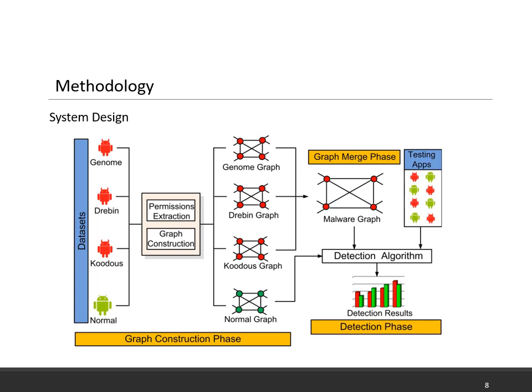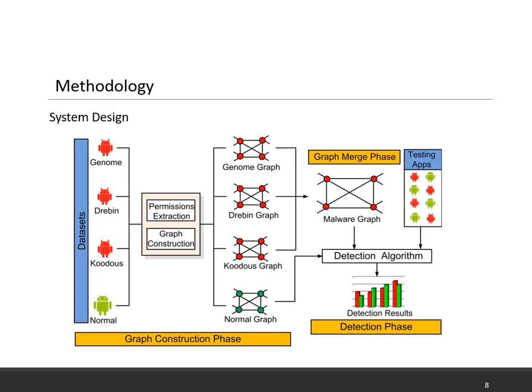The proposed model consists of three phases as shown in this figure. The first phase is the graph construction phase, which extracts the permission pairs from each application to form a graph. Four different permission pair graphs are built in this first phase: the Genome graph, the Drebin graph, the Kudus graph, and a normal graph. Typically, every new dataset used in this analysis and detection needs a constructed graph.